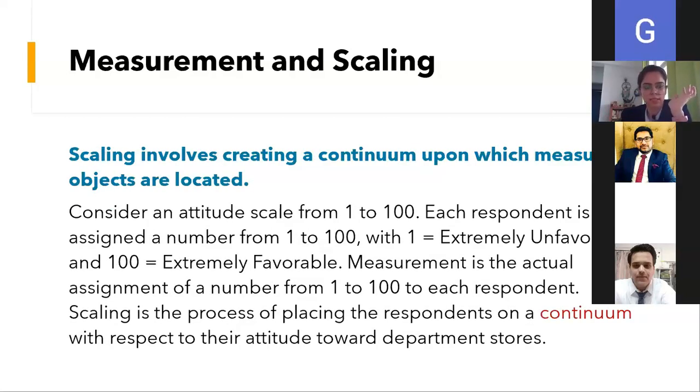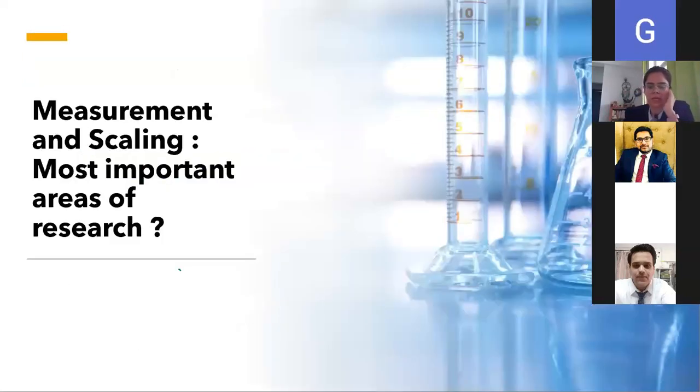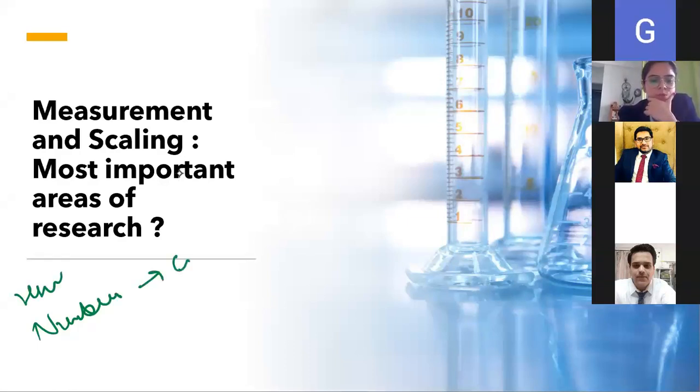I'll come to scaling later, but like I said, measurement and scaling are the most important areas of research. Why do you think measurement is important? What are you able to do by measuring? Ma'am, we can get the appropriate results and we can compare them with the actual results. I mean, comparison. Basically, you get the numbers so you can compare. The results, yes, numbers to compare.